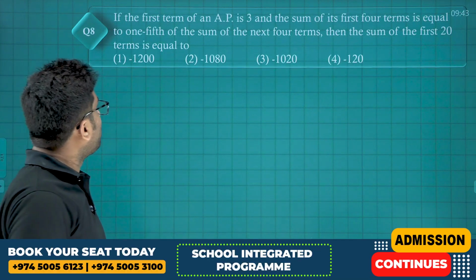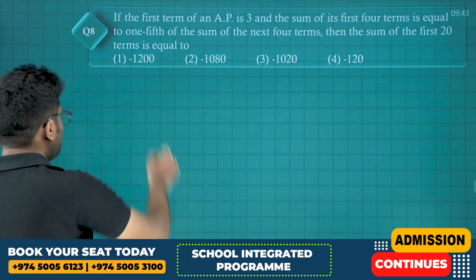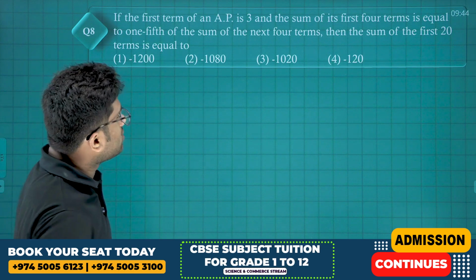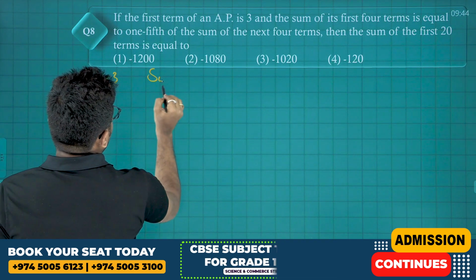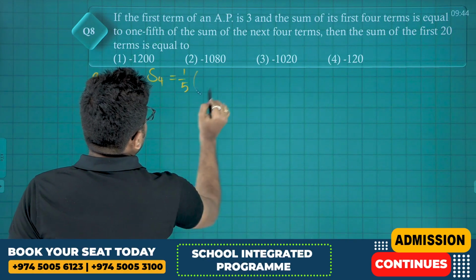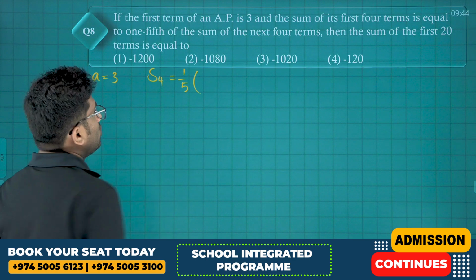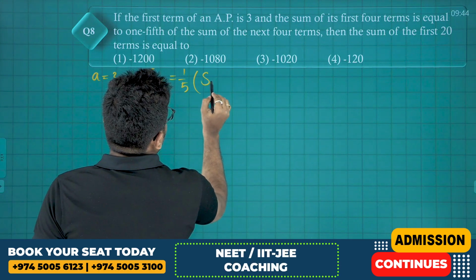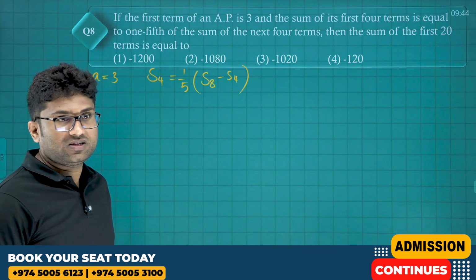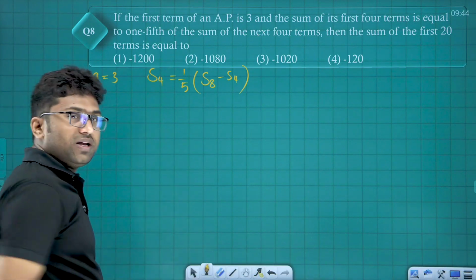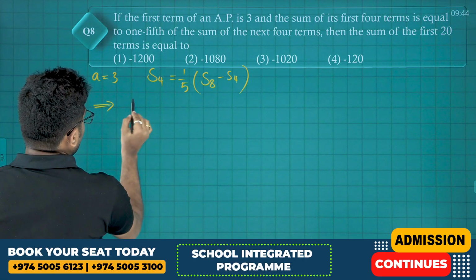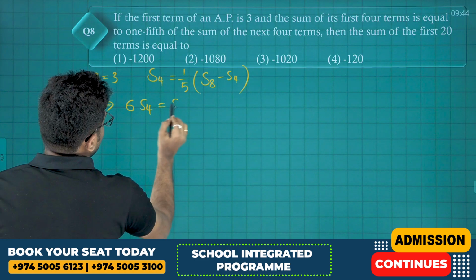Next question. If the first term of an AP is 3, very simple question from arithmetic progression. A is 3, sum of the first 4 terms, that is S4, is equal to 1 by 5 of the sum of the next 4 terms. Next 4 terms is nothing but S8 minus S4, that is the sum of 5th, 6th, 7th, 8th. So from here, 5S4 plus S4, 6 times S4 is equal to S8.